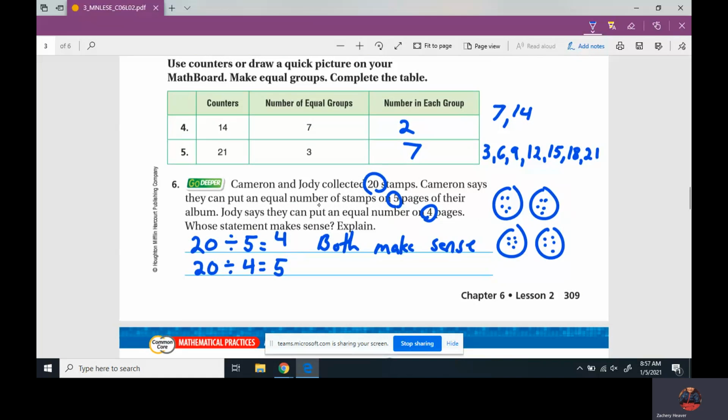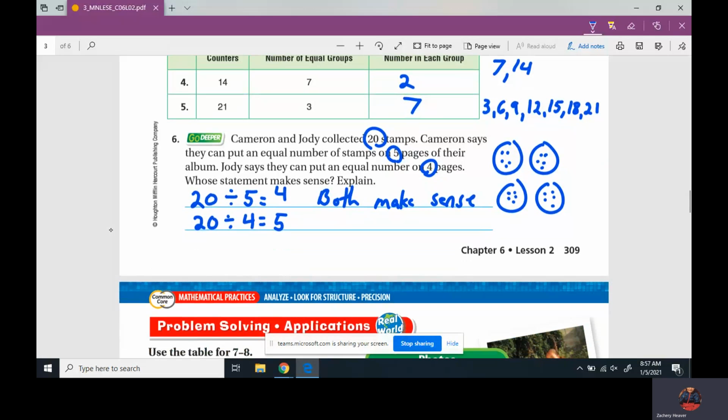But if they use 5 pages, they'll put 4 on each page. If they use 4 pages, they're going to put 5 on each page. And that'll account for all 20 photos.